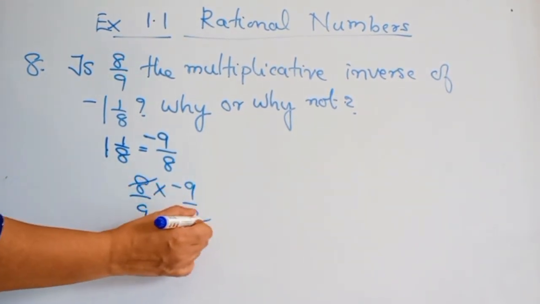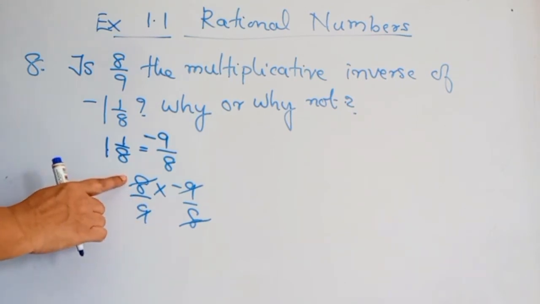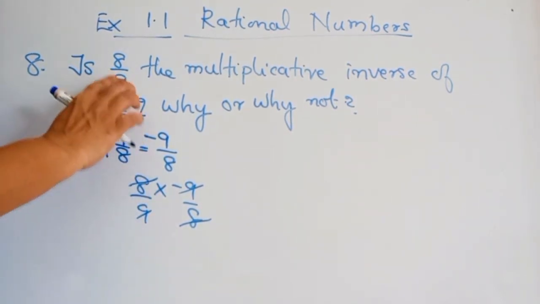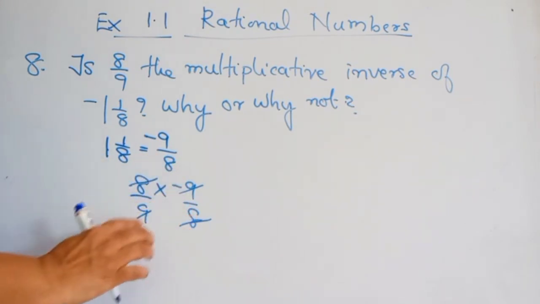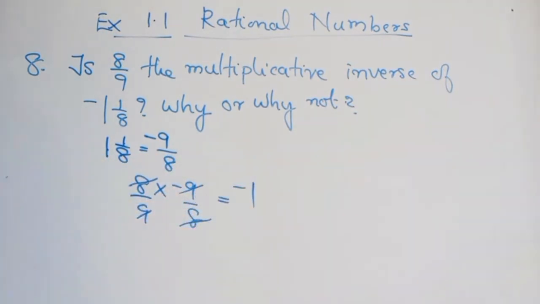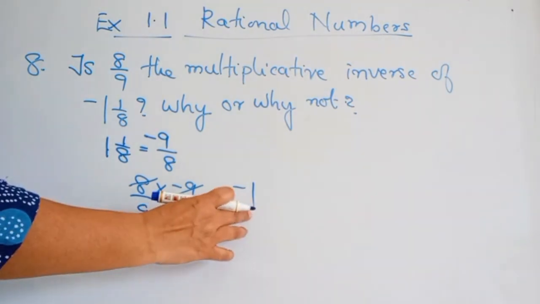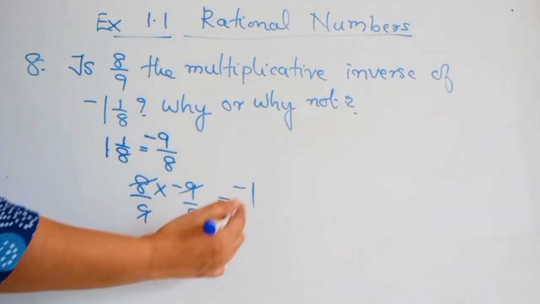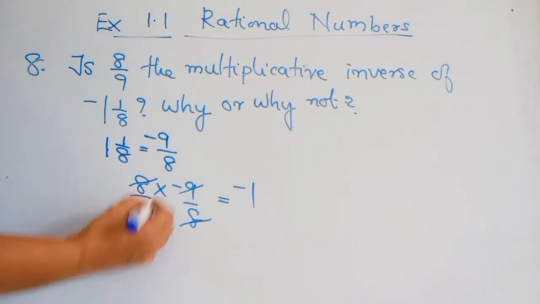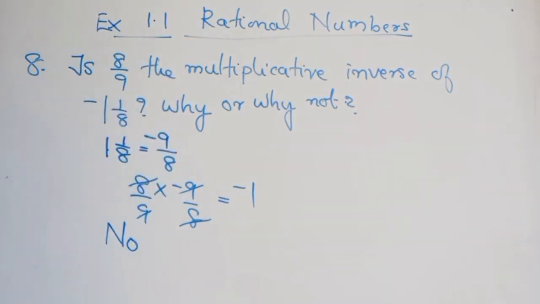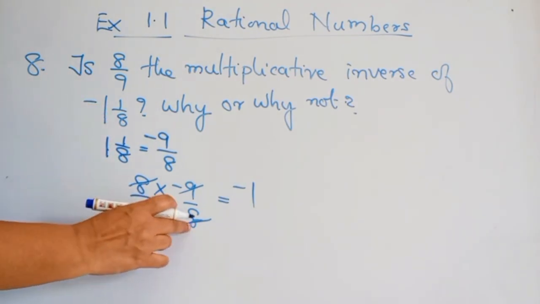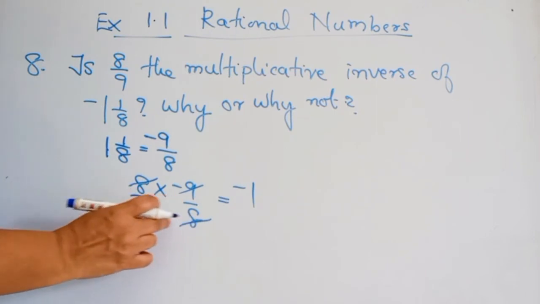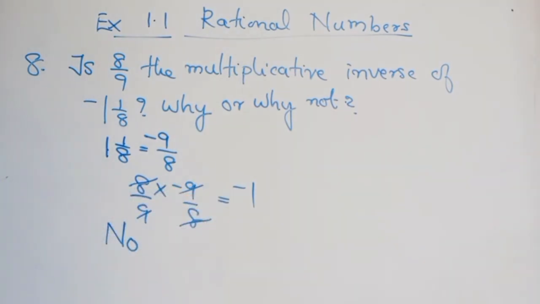So we can try. We multiplied these both and we are checking whether we are getting 1 as the answer. But here we got minus 1 as the answer. So we can say that no, 8 by 9 is not the multiplicative inverse of minus 1 and 1 by 8. Reason: when we multiply these two, their product is not equal to 1.